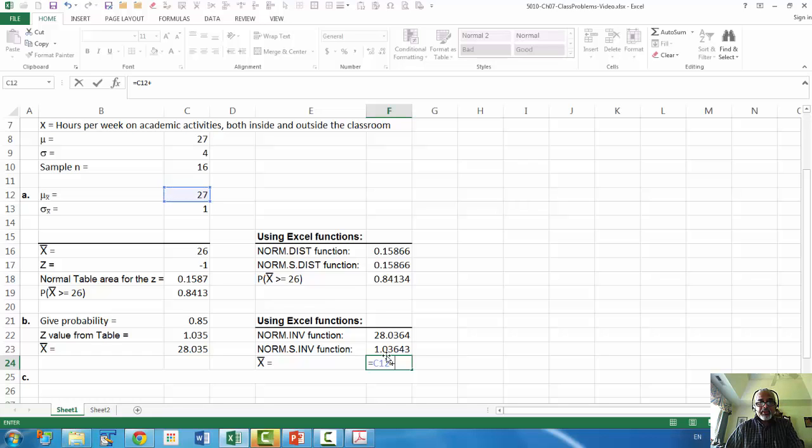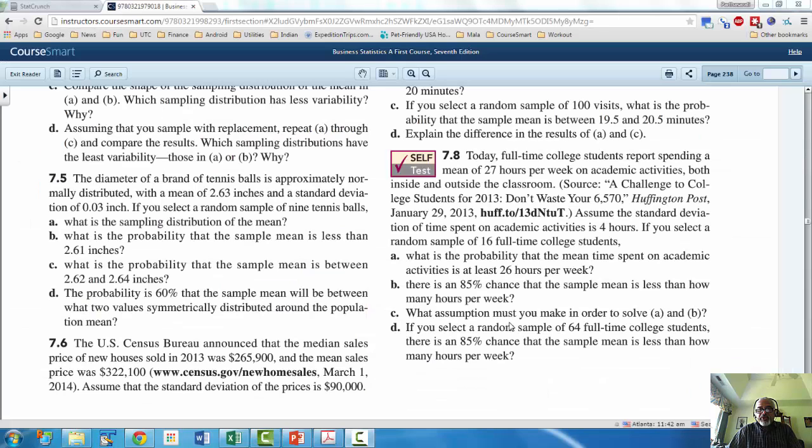plus z times sigma. Now question C is, what assumption must you make in order to solve A and B above? Now, if the original population was normal distribution, then you don't need any assumptions at all, because x bar will be normal no matter what. Now, we don't know that. We don't know what distribution the original population follows.